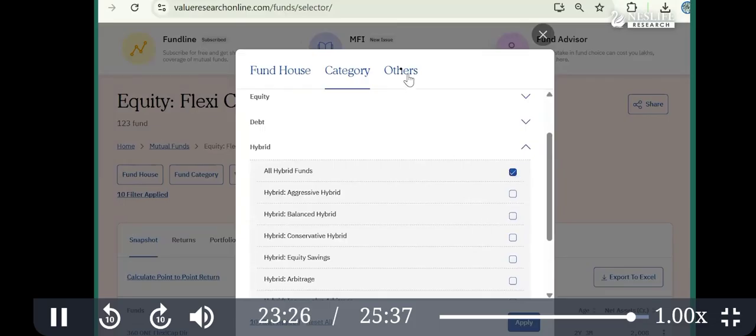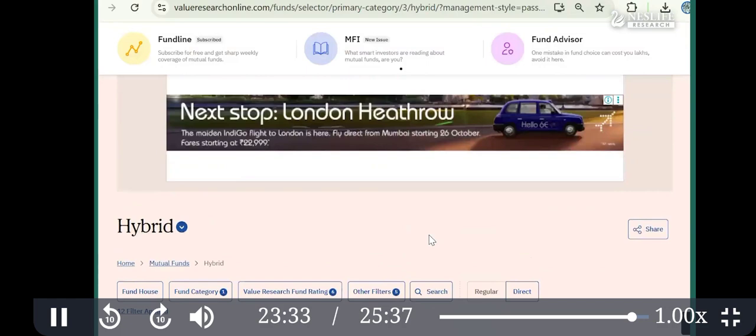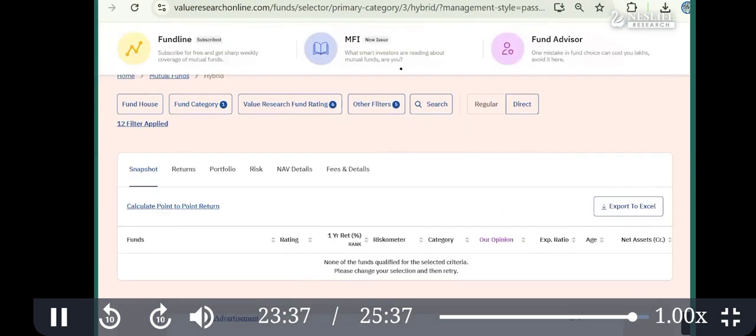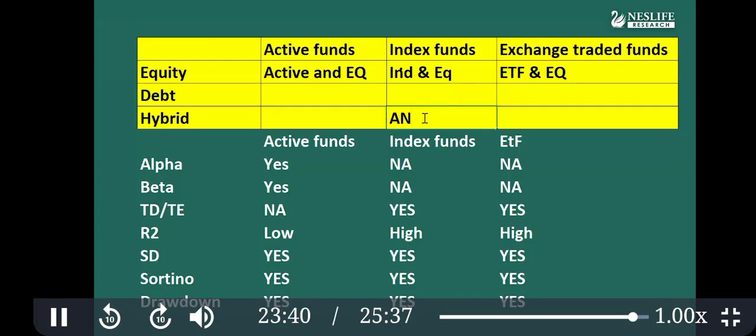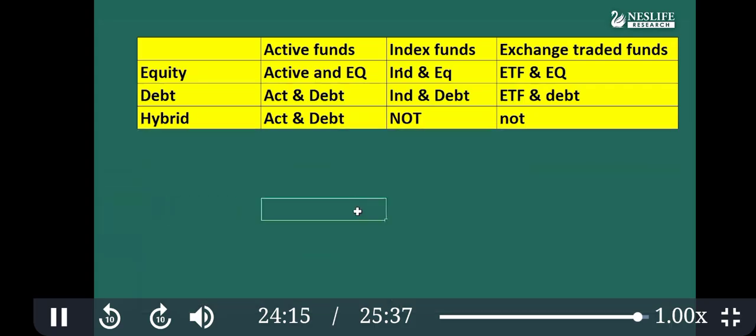So now I'm talking about hybrid and passive and index. I think there are no funds. So here hybrid index funds are not available. Even ETF and hybrid will not be there. Yes, active and debt, index and debt, yes, index and debt is there. ETF and debt. So now you see so many types of mutual funds available for investing. Mutual fund is right, but it is complicated too.